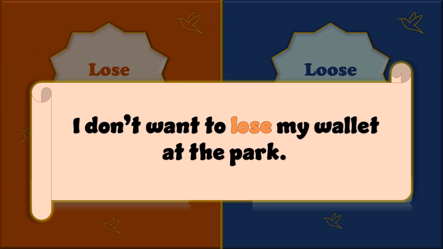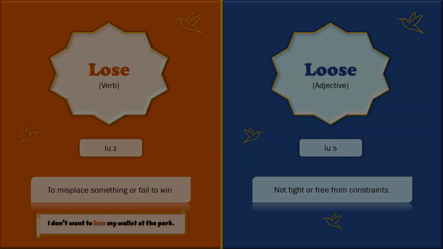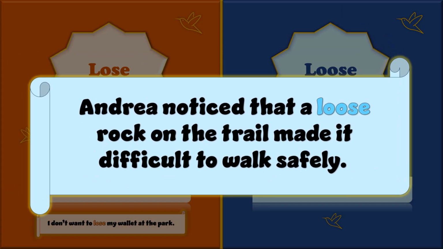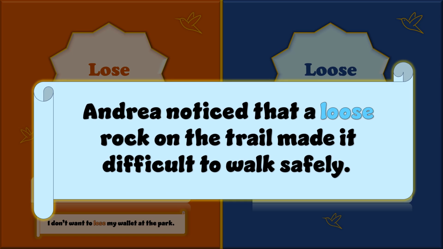Read each example sentence carefully, paying attention to the context. Notice how spelling and pronunciation match the intended meaning in each sentence. I don't want to lose my wallet at the park. Andrea noticed that a loose rock on the trail made it difficult to walk safely.